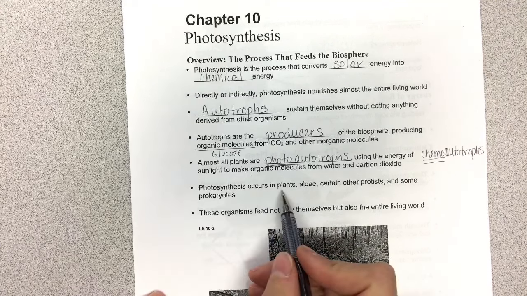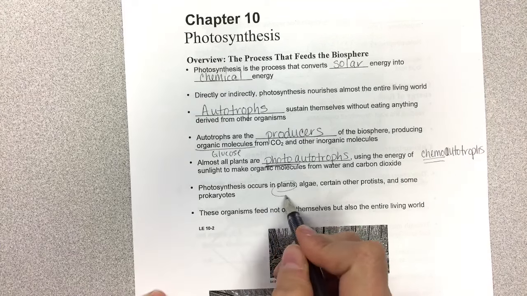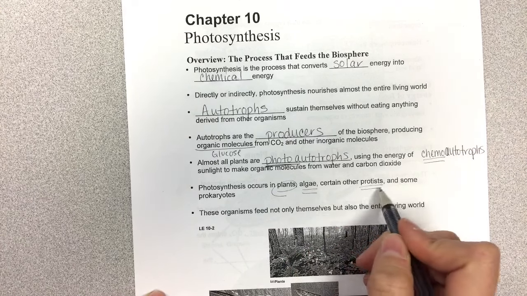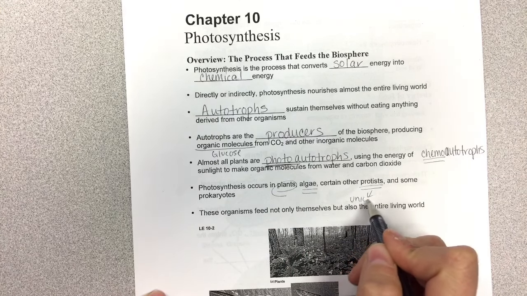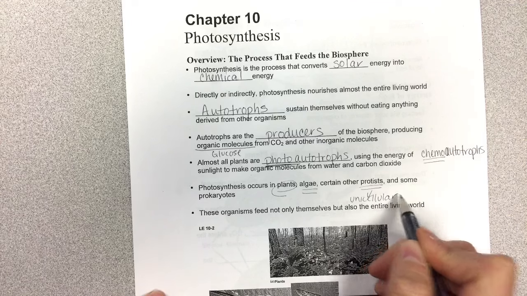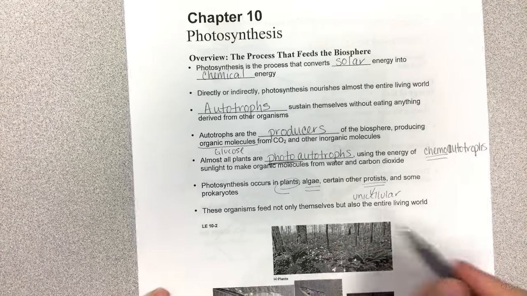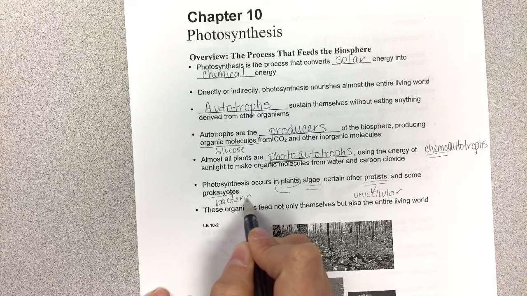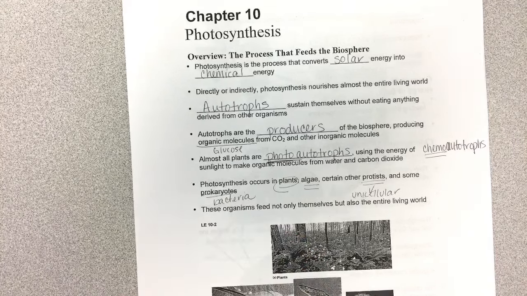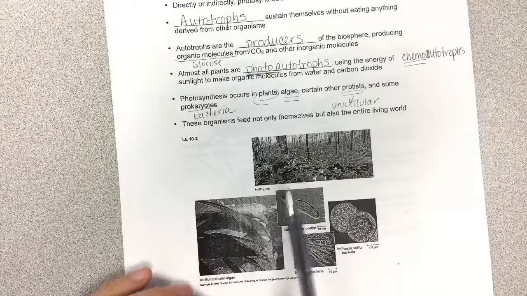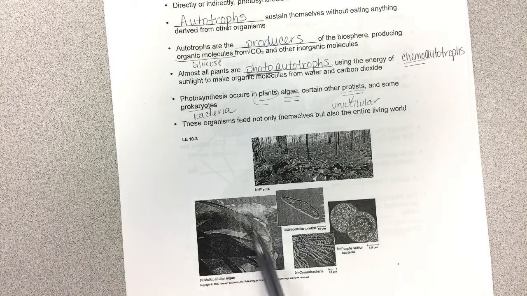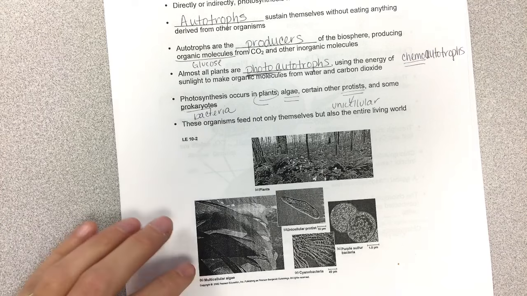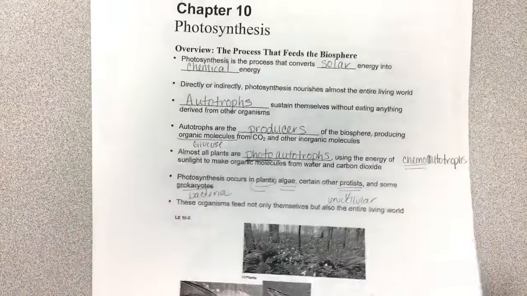So where does photosynthesis occur? We all know that it occurs in plants, but also algae, some protists. These guys are unicellular organisms, often found in fresh water, and some prokaryotes. What's a prokaryote? Basically, bacteria can do that. So there's a variety, but the majority are plants. And this gives you some pictures of that. So the plants, what algae looks like. Here's a little protist like the paramecium, some bacteria, and so on that do photosynthesis.